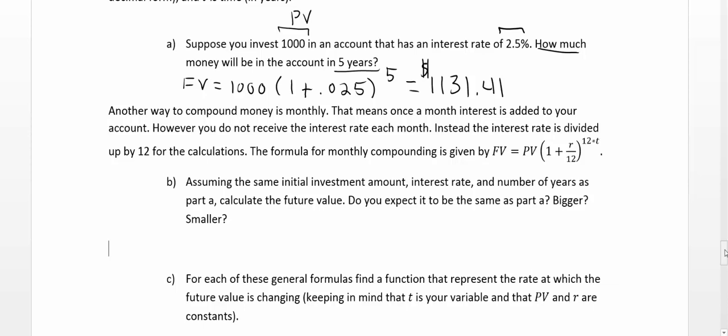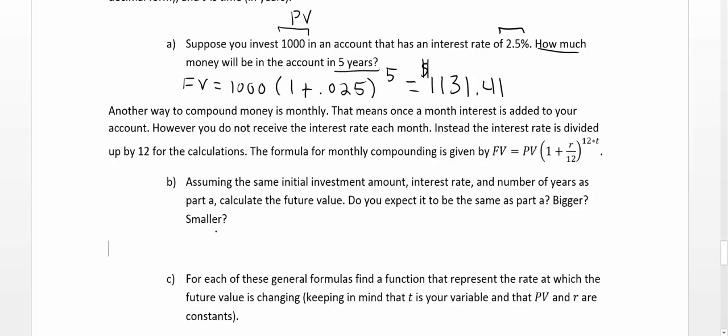So part B, assuming the same initial investment amount, interest rate, and number of years as part A, calculate the future value. Do you expect it to be the same as part A? Do you think it'll be bigger? Do you think it'll be smaller? Take a guess. Pause the video, write down your guess, and then we'll calculate it together.